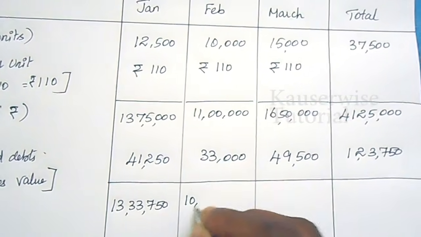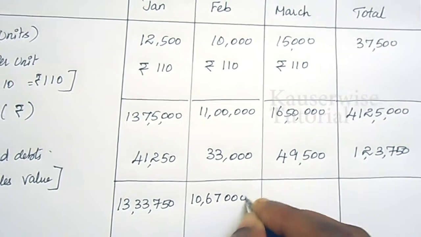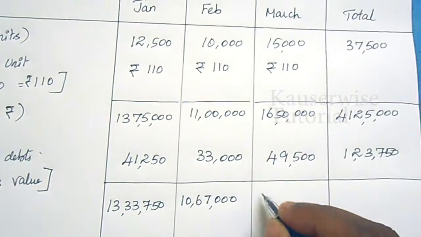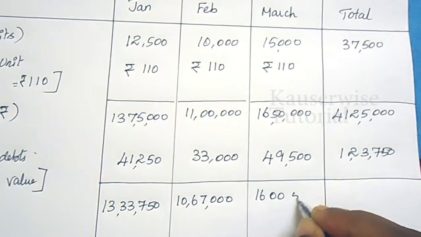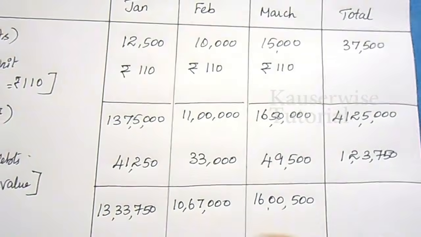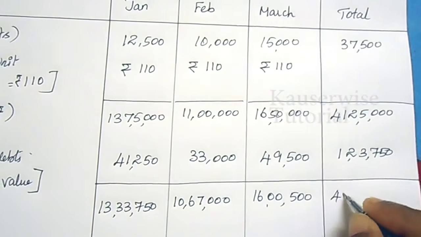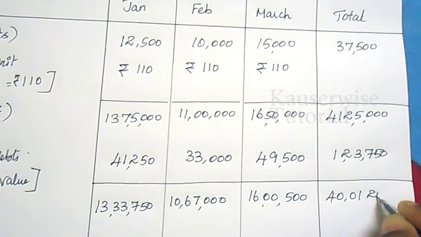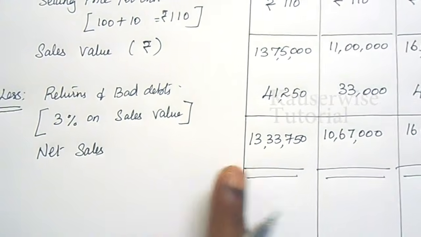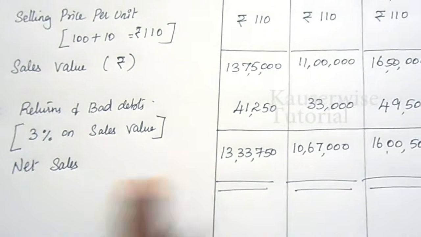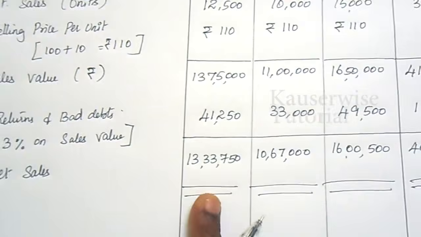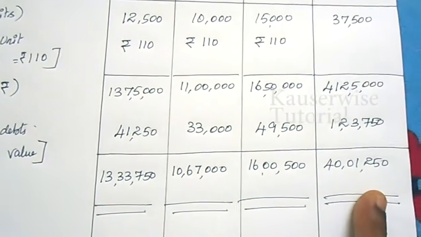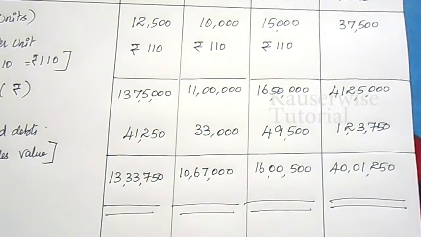For February, 10,67,000. For March, 16,00,500. Total 40,01,250. So this is the net sales value. This is the estimated net sales for the first quarter of 2016. Hope you understood this concept. Thank you.